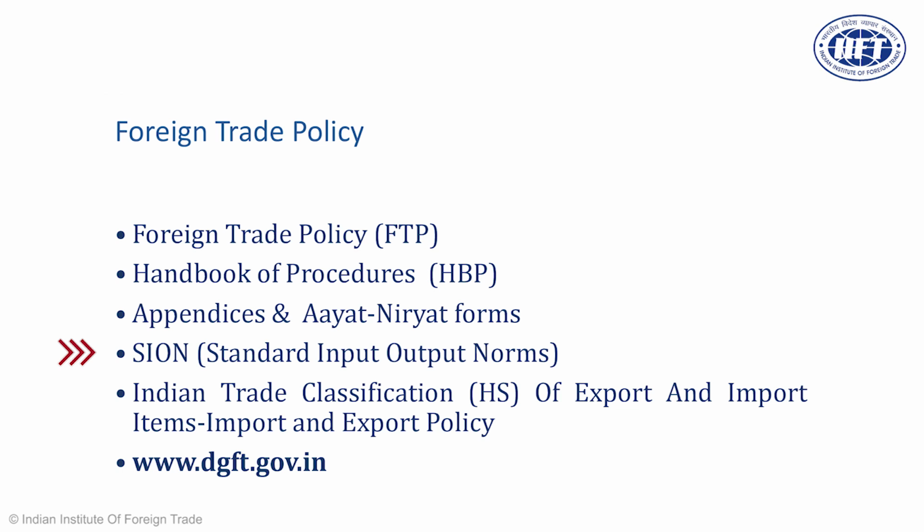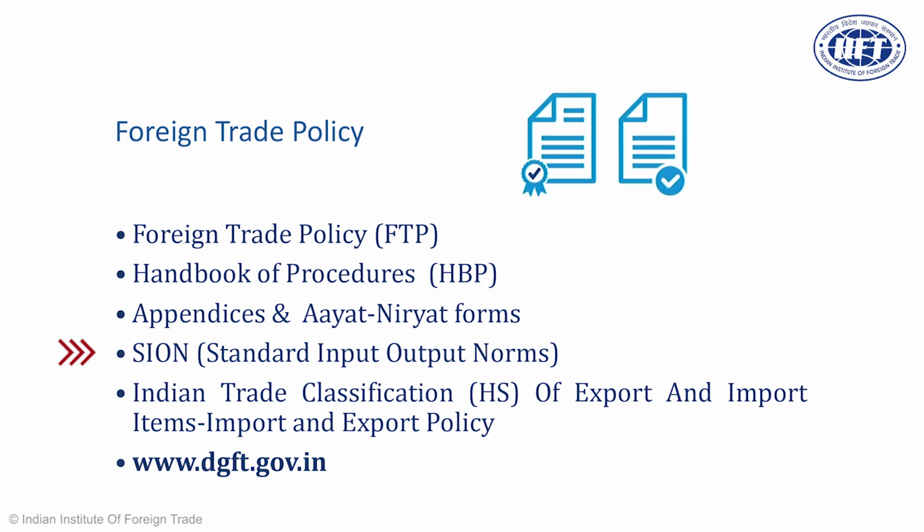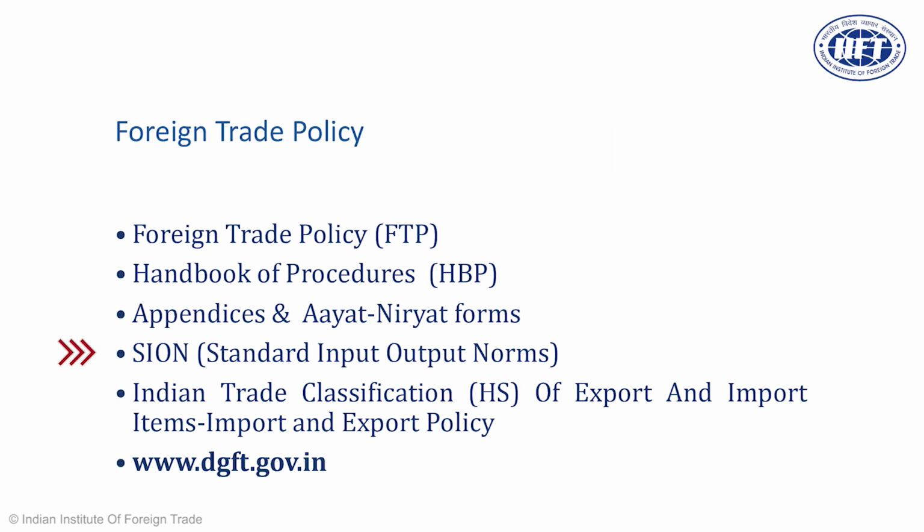And I'm sure the Indian trade classification ITCHS system is something which all exporters know. This is the 8-digit code-wise import and export policy for the exporters, and this is in line with what the codes are there at the time of export and import by the customs authorities also.